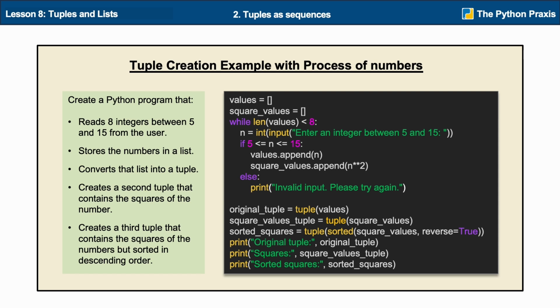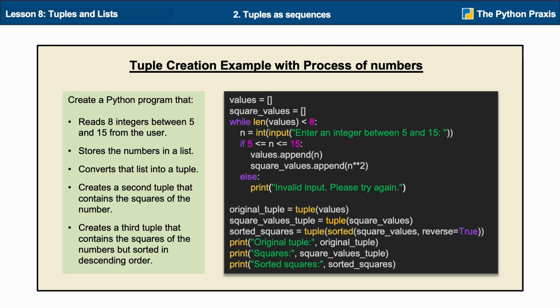Inside the loop, we ask the user for an integer between 5 and 15. The input is converted from text into an integer using the int function. Next is an if condition that checks if the number is inside the valid range. If the number is between 5 and 15 inclusive, the program accepts it. When the number is valid, 2 things happen. First, it is added to the values list. Second, its square is calculated and stored in the square values list. If the number is not valid, the program displays a friendly message asking the user to try again. In this case, nothing gets added to the lists.